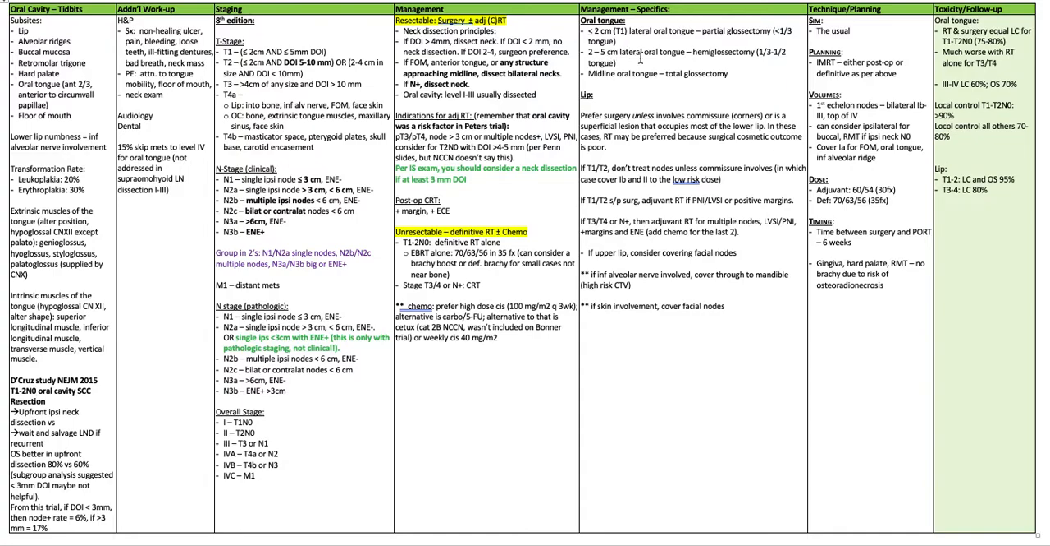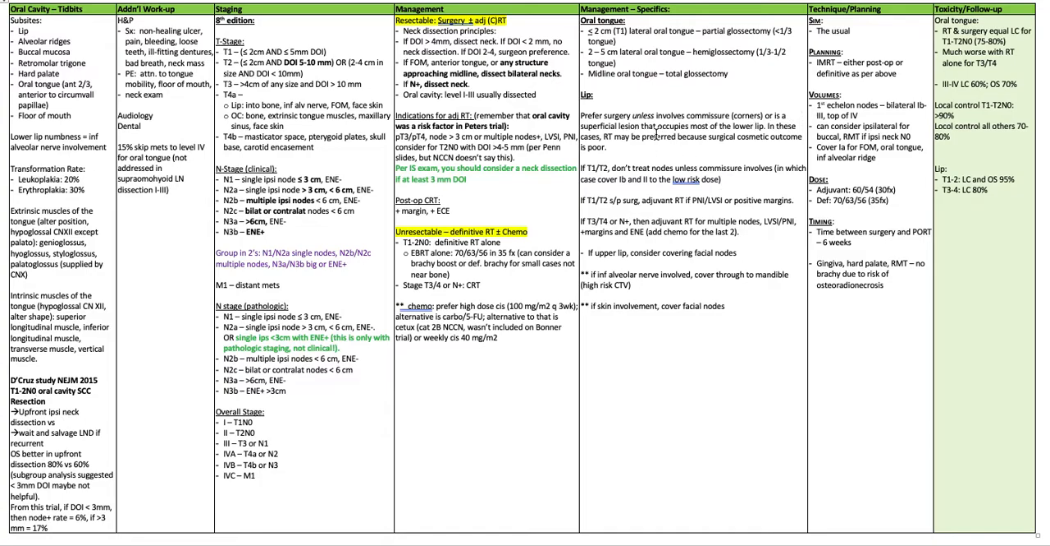If it's 2 to 5 centimeters and it's a lateral oral tongue, you get a hemiglossectomy. This is 1/3 to 1/2 of the tongue removed. If you have a midline oral tongue lesion, you get a total glossectomy. For lip cancer, they prefer surgery unless it involves the commissures, which are the corners of the lip, or it's a superficial lesion that occupies most of the lower lip.